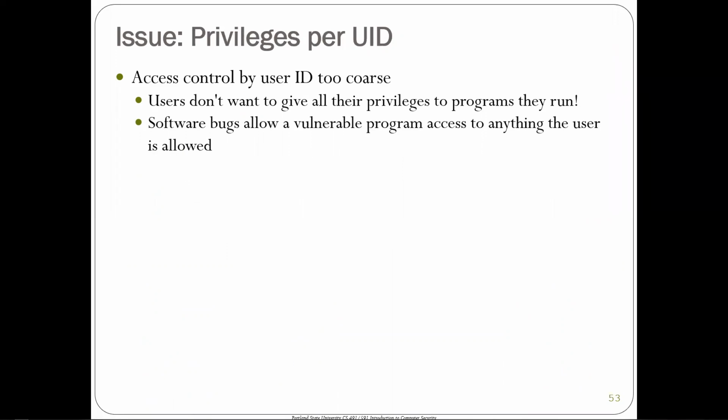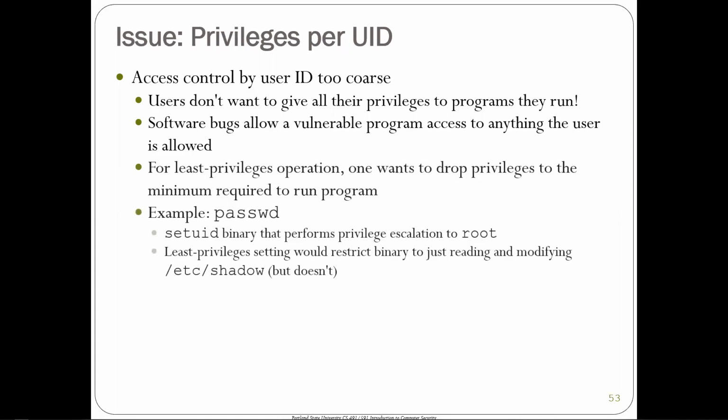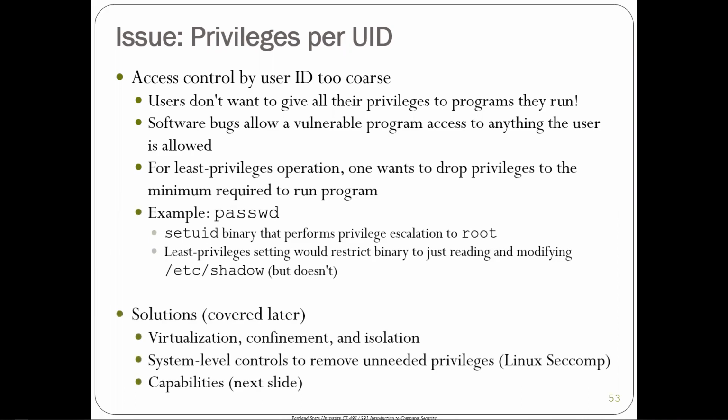Okay. Another issue is that we have these privileges per UID, and this is much too coarse. So this is the idea of installing a Python package, and that package has access to you and all of the things that you have access to. And so you don't want that. For example, you want the passwd program to only have access to /etc/shadow, but because it runs as root, if it's got a bug, it can basically do anything as root. And so there's a lot of ways you can address this.